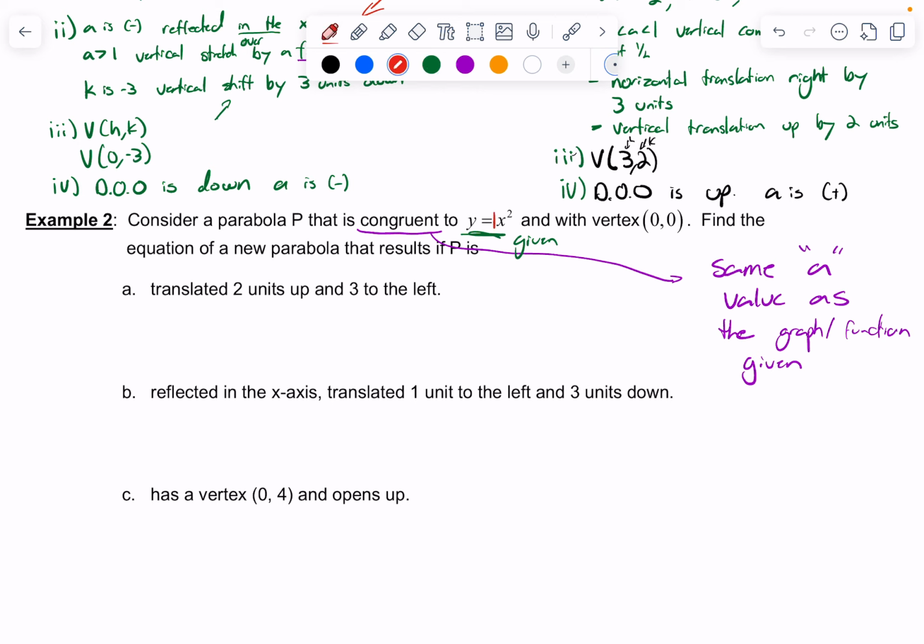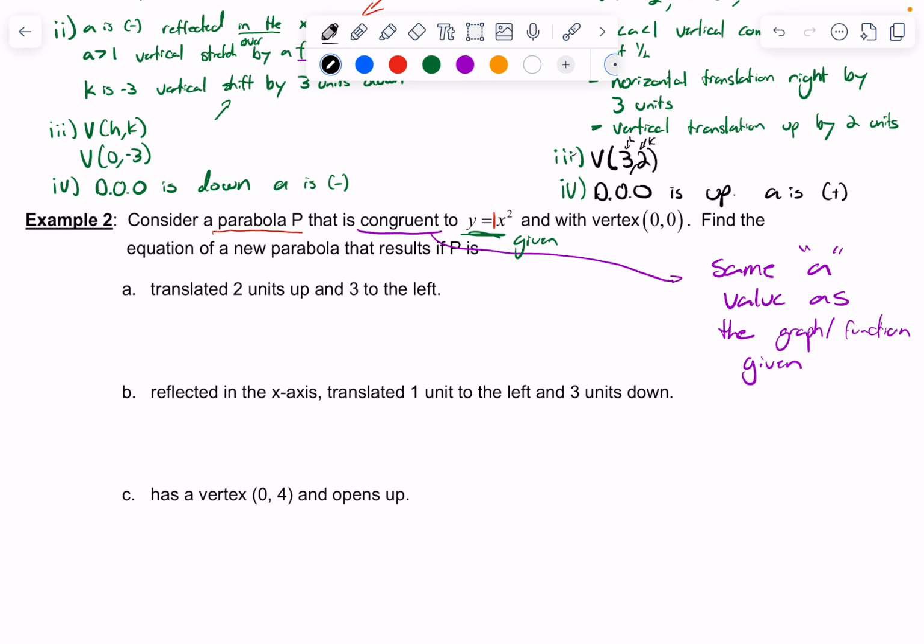So I have consider a parabola P. That means parabola P has an a value of 1 because it's congruent to that one. So find the equation of the new parabola that results if P is translated 2 units up and 2 units left. So again, pause and try to do this yourself. But when you're ready, we'll go on. But yeah, try and go through this yourself.